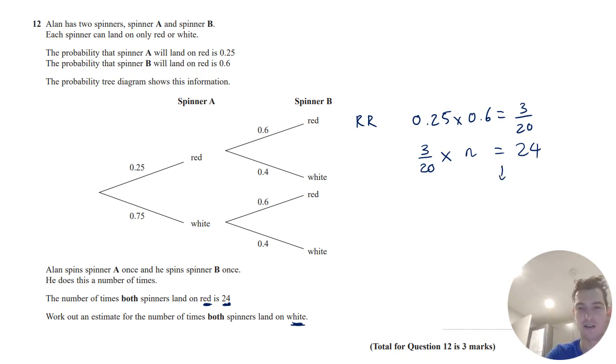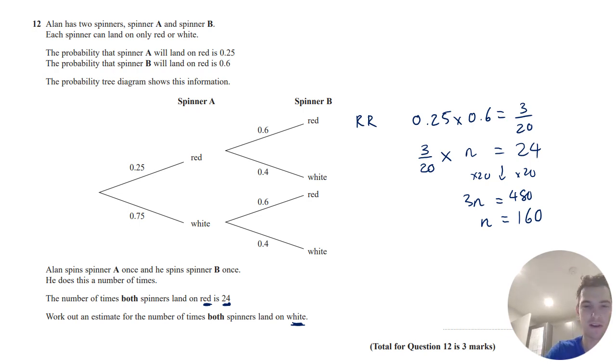So to solve this equation, I can times by 20 and divide by 3. So n is 160. And that makes sense because 3/20ths times 160 is equal to 24.